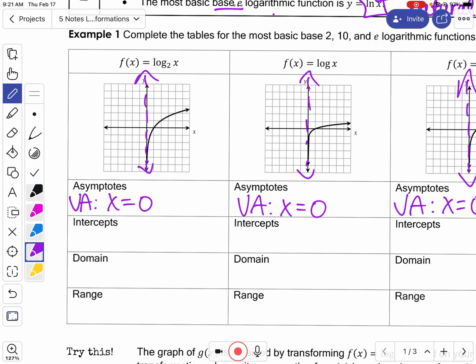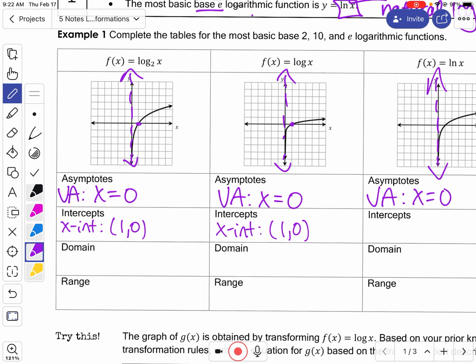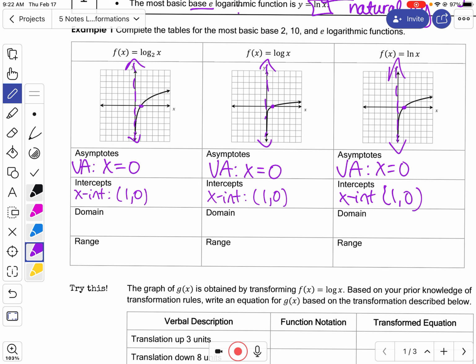So the intercepts. Notice this first one is crossing the x-axis at (1, 0). Notice it is not crossing the y-axis, so there's not a y-intercept. Same thing on the next one, and also the third one. The domain, if you look at the x-axis, notice it's including everything greater than 0. Same on the next one, and same on that last one.